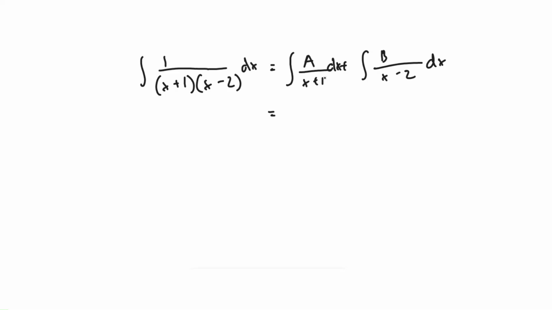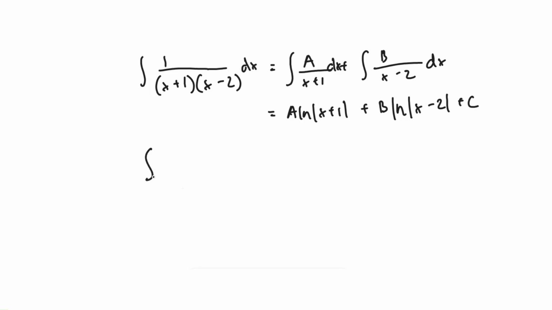If you can split it like that, you can easily compute the integral, because this integral is a natural log of x plus 1, and plus this is a natural log of x minus 2, plus c. So it would be easier if you can use partial fractions. So how can you find a and b?